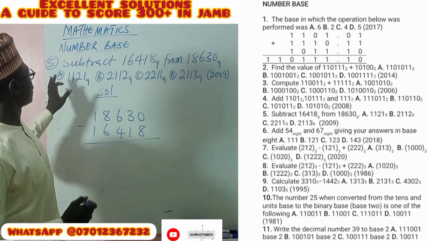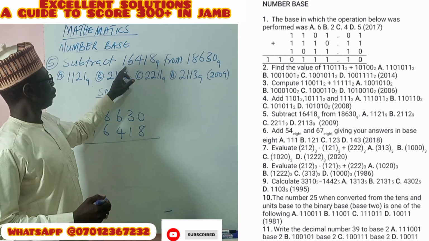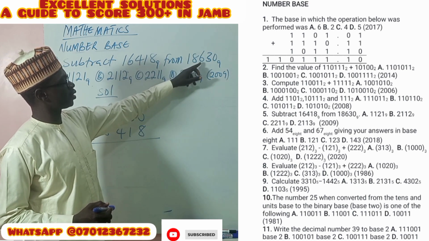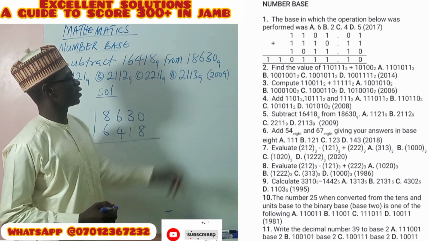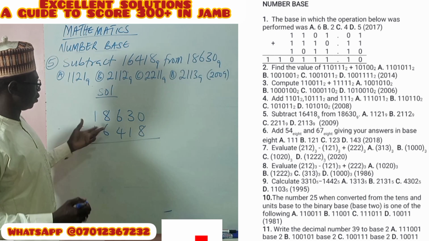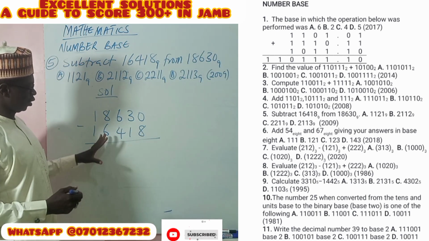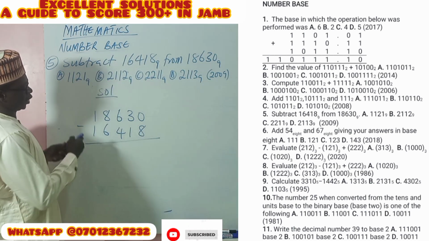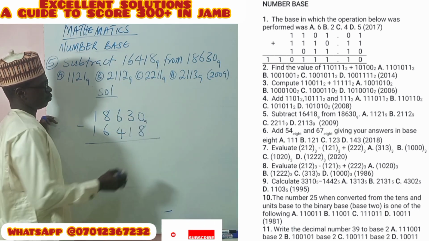Question 5 says subtract 16418 base 9 from 18630 base 9. So if you come to this subtraction, this is the equation being pasted here. This is in base 9, not in base 10.